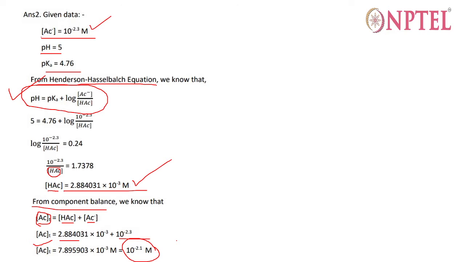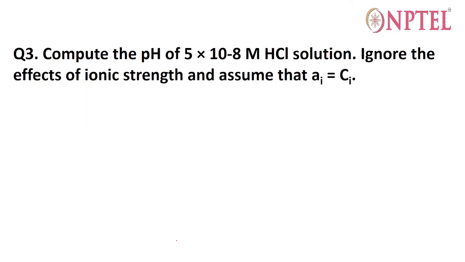Let's go to the third one. So again, we have 5 into 10 to the power minus 8 molar HCl solution, and we have to calculate the pH of that solution, ignoring the ionic strength and assuming that the activity and the concentration will be the same.